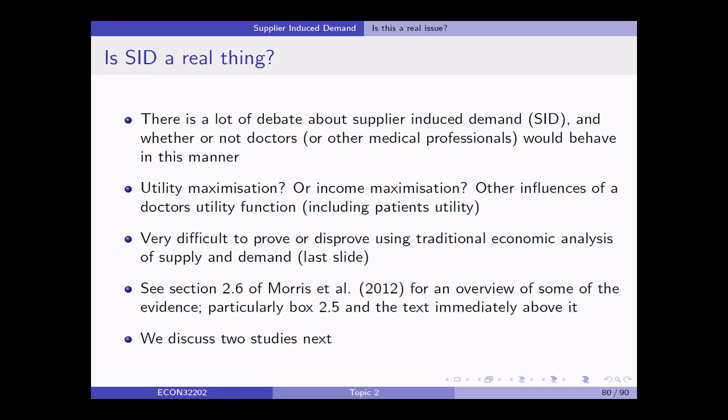Again, it could be income maximisation rather than utility maximisation physicians are interested in, but there's a strong belief that the patient's welfare, the patient's health, is a really strong element of a physician's utility curve. But this then contradicts that. The existence of supply-induced demand you can't really test with demand and supply diagrams because it's impossible to construct accurate demand and supply diagrams.